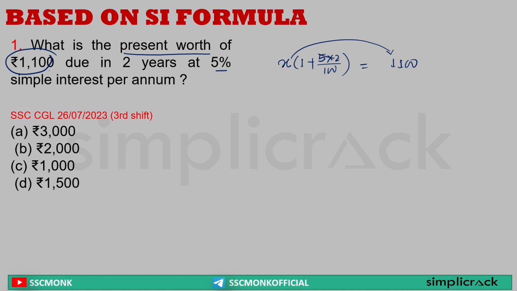Now 5 2s are 10, so 10 and 100 get crossed out, so this can be written as X into 11 by 10 is equal to 1100. 11 1s are 11, 1 0 will be there, so X is equal to what? 1000. Yes or no? Yes. So what is the present worth of 1100? Sir, it is 1000. Done.